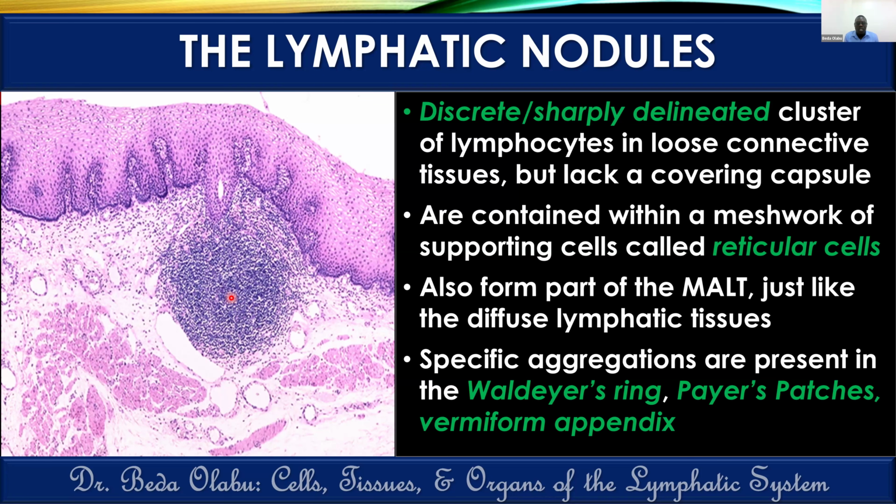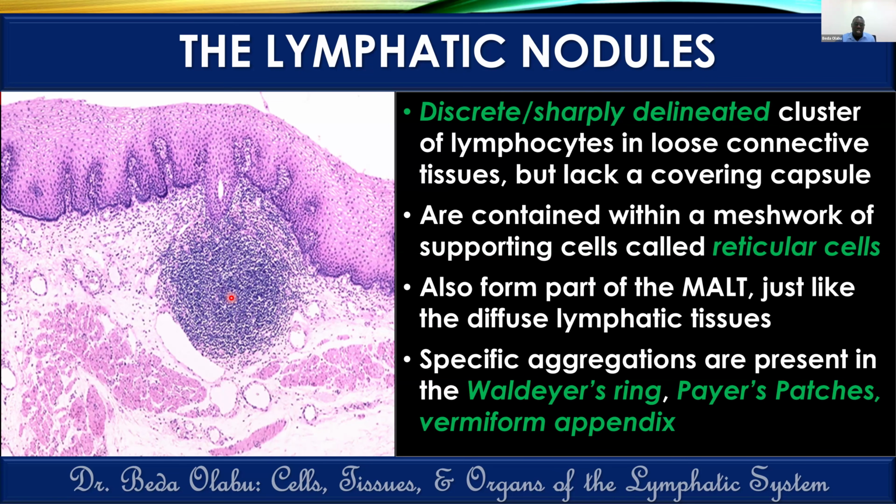The ones found on the tongue will be called lingual tonsils. The ones found on the soft palate are called the palatine tonsils. The ones found on the tubal ridge are called the tubal tonsils. And the ones found on the roof of the nasopharynx are called the pharyngeal tonsils. When they are swollen, we call them the adenoids.